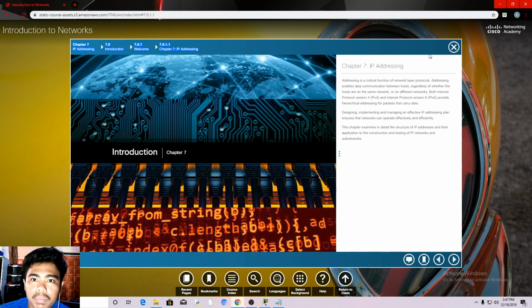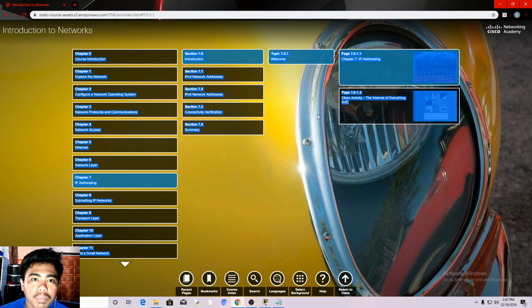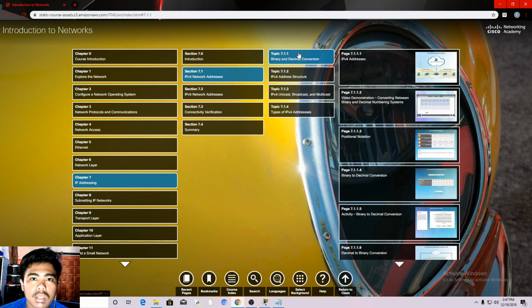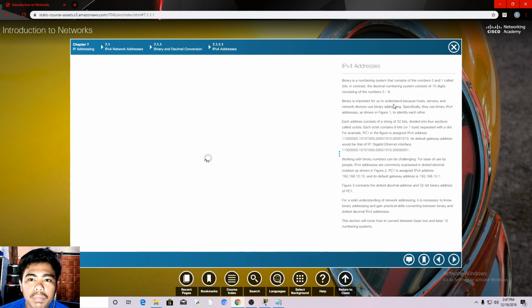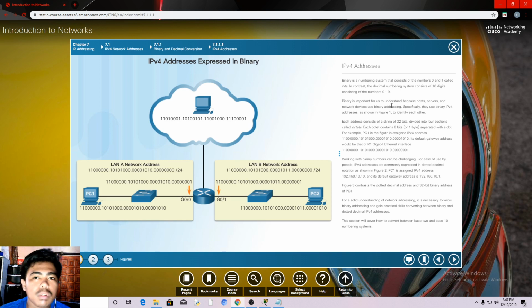Designing, implementing and managing an effective IP addressing plan ensures that the network can operate effectively and efficiently. So let's start with the network addresses. We have the binary of the IPv4 addresses. Working with binary numbers can be challenging for beginners. IPv4 addresses are commonly expressed in dotted decimal notation as shown in figure 2.